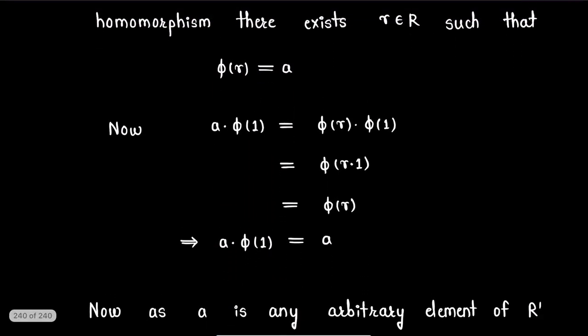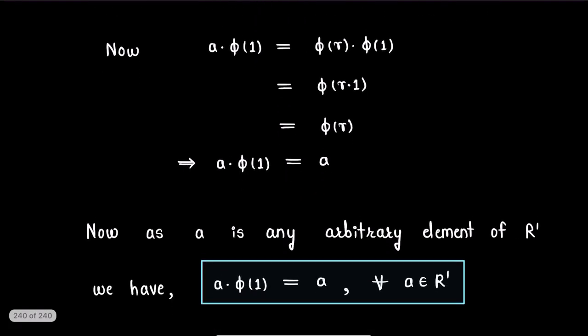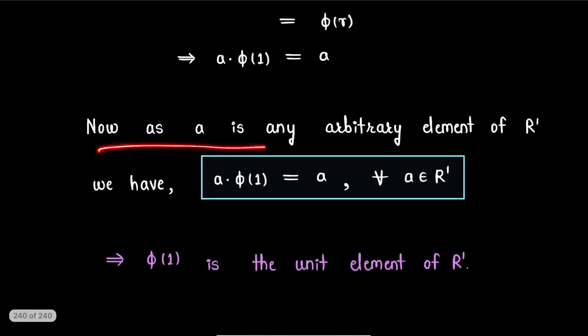Now we have a times phi of 1 is equal to phi of r times phi of 1, which can be written as phi of r times 1, using the properties of homomorphism. So we get a times phi of 1 is equal to phi of r. This implies a times phi of 1 is equal to a. Now since a is any arbitrary element of ring R', we have a times phi of 1 is equal to a for all elements a in ring R', and thus phi of 1 is the unit element of ring R', and this proves our result.